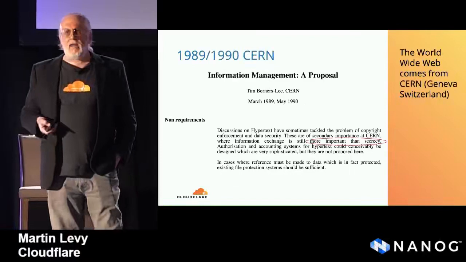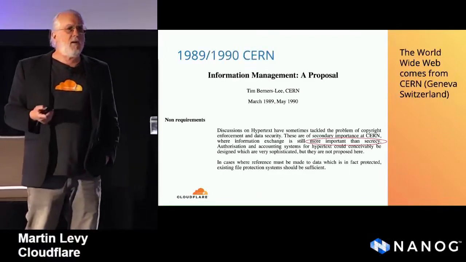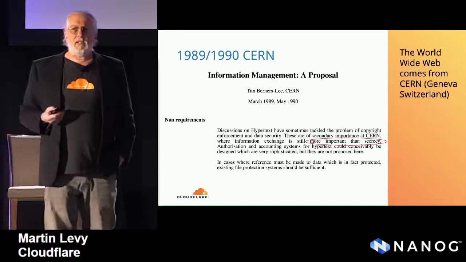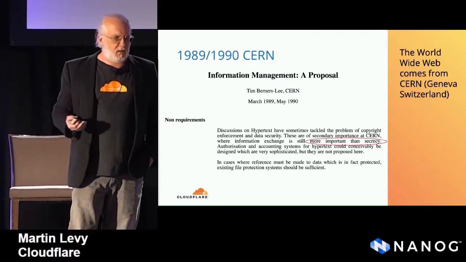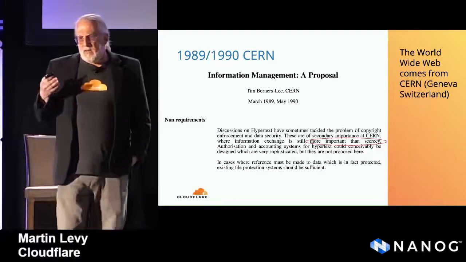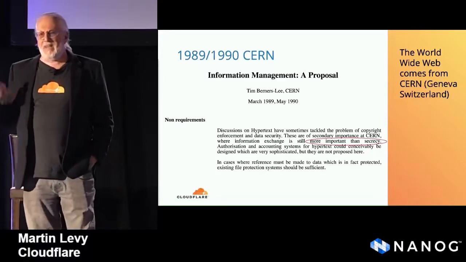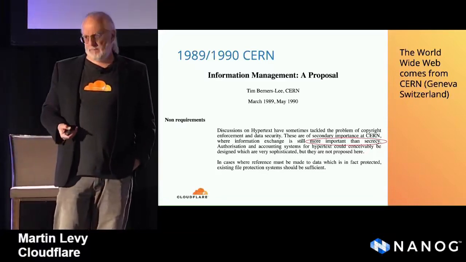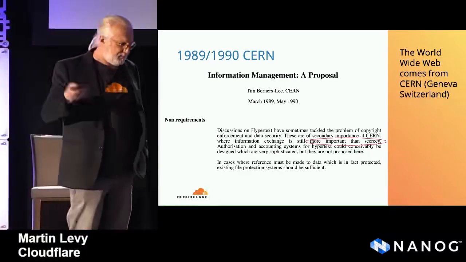In 1989, we start seeing the birth of the World Wide Web. Remember, that is not the internet. The internet is the internet and the web is the web. These are 2 different things. However, in that, the phrase was that information exchange is still more important than security. Sorry, this is secrecy on this one. Sorry, rewind.